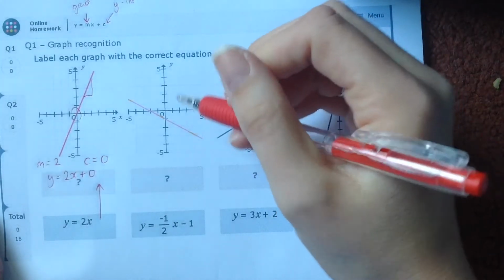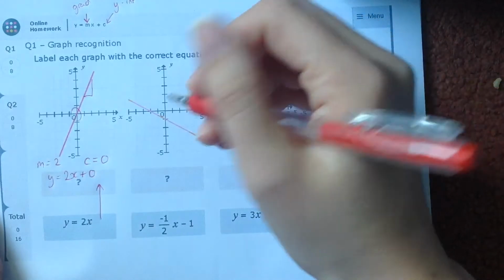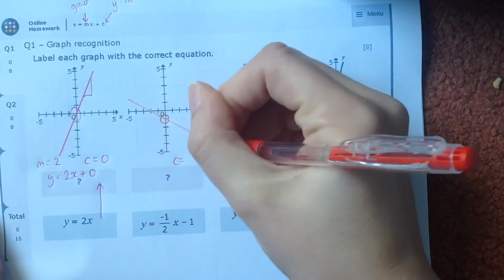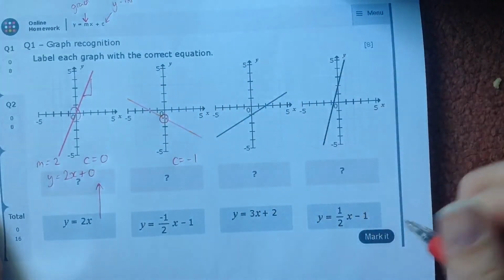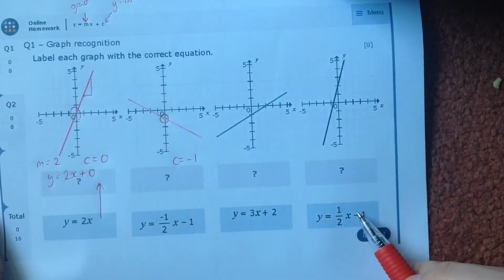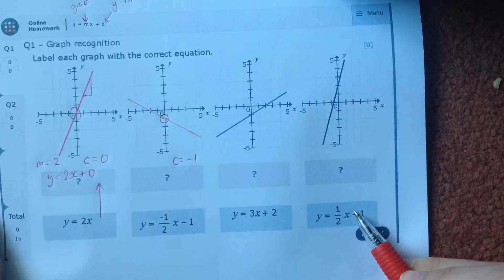Right, when I look at this one, again, look at the y-intercept first. It's the easiest thing to look at. Here's where it goes through. So the y-intercept, c, is -1, which means it's either this one or this one. Let's have a look at the gradient.